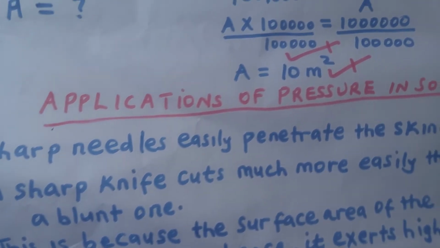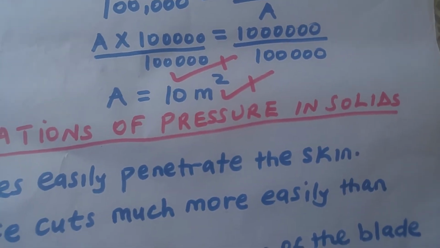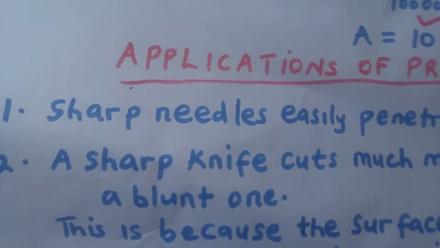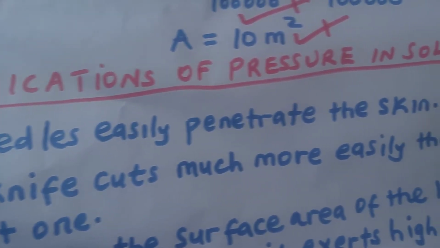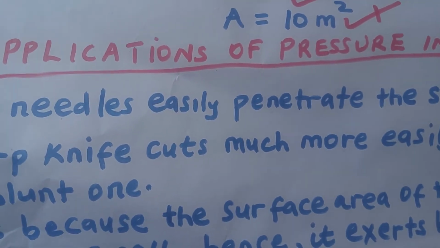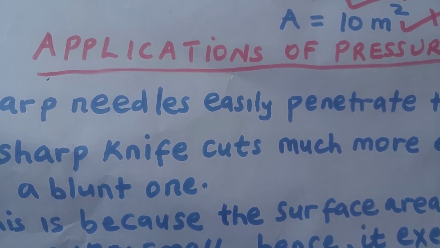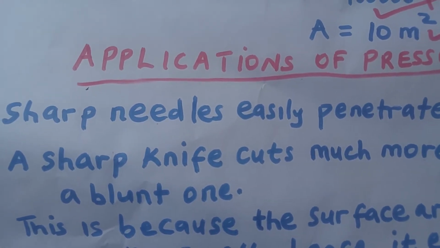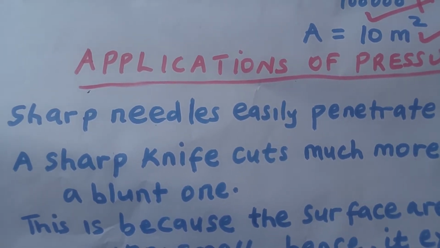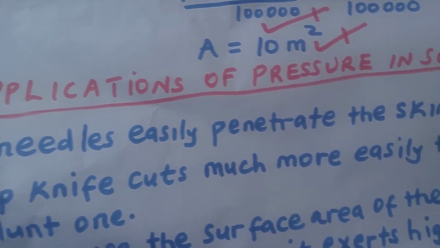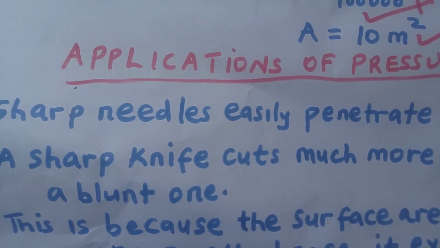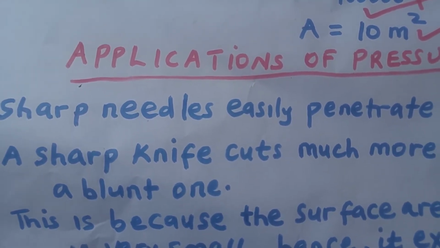So we have applications of pressure in solids. Where do we use knowledge of pressure in solids? 1, sharp needles easily penetrate the skin. I think that is very clear. When the doctors are injecting, you realize that the part of the needle which is supposed to touch your body must be too small. Too small means the area is small and therefore it is sharp. Sharp needles easily penetrate the skin. Why? Because the area is small. When it is sharp, it means the area is small and therefore the pressure is high.